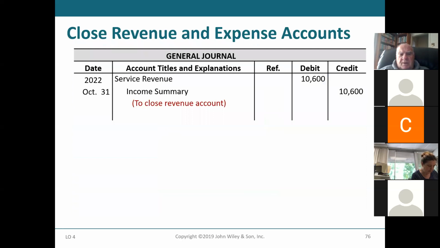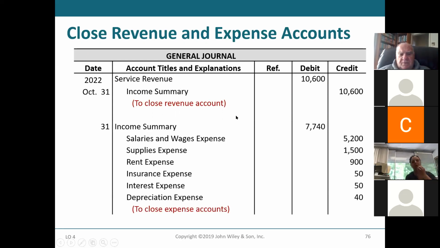So let's see what we're talking about. Service revenue. Revenues have a credit balance, correct? How do we get rid of a credit balance? We do so with a debit. We debit service revenue. Now we have no more revenue. We zeroed it out. We credit income summary. And the explanation is to close the revenue account.